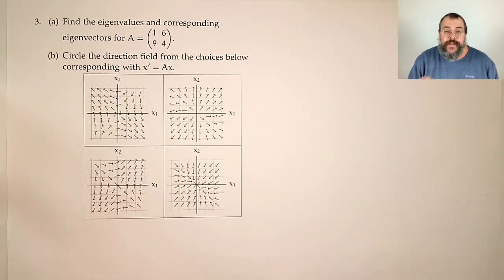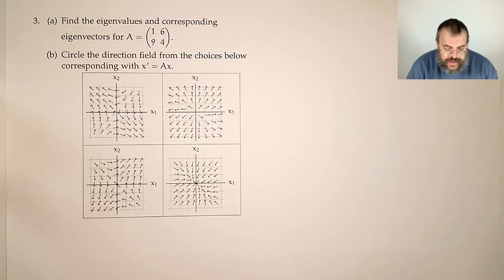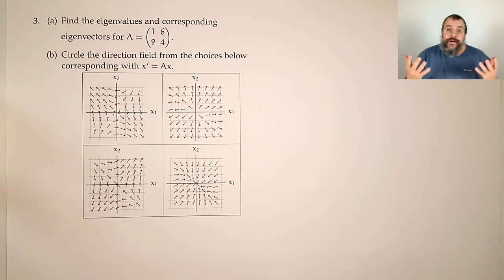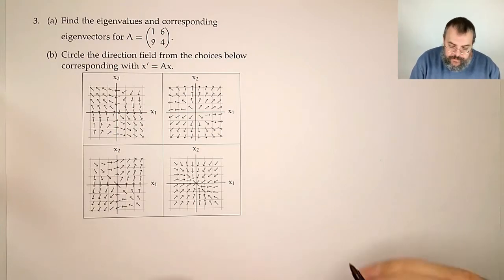So, number 3. Find the eigenvalues and the corresponding eigenvectors for the matrix A equals 1, 6, 9, 4. And then there's part B, which says circle the direction field from the choices below corresponding with x prime equals Ax. So part A, there's no differential equations involved. This is all about our linear algebra skills. Okay, so let's work through it.